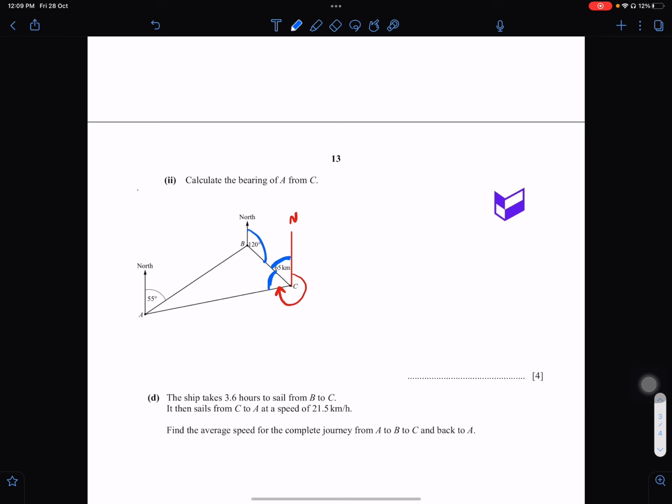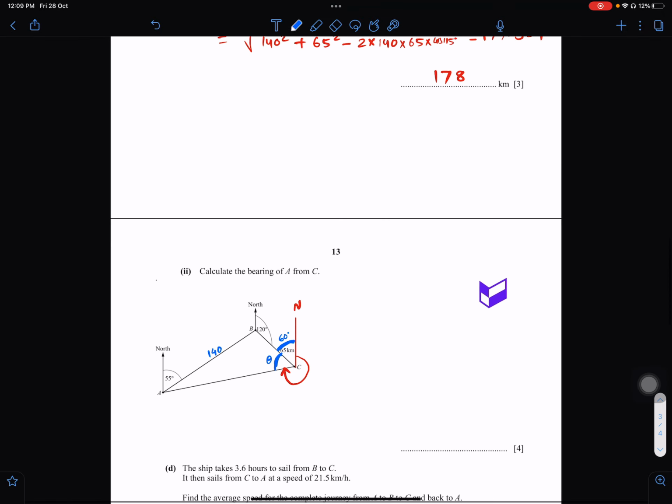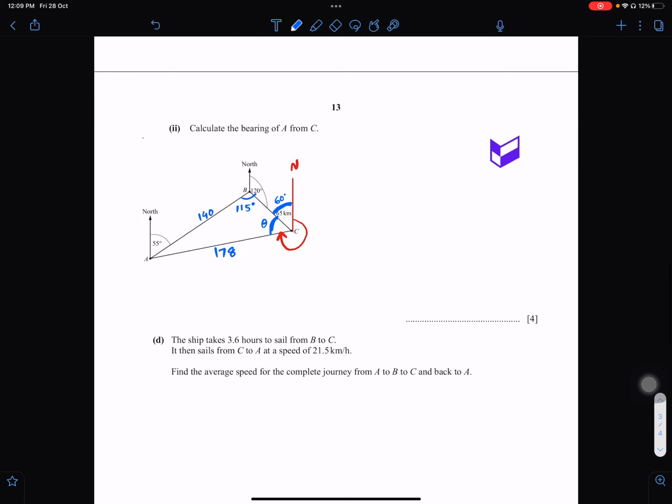Since this is 120, using the property of the co-interior angle, we can say that this is going to be 60 degree. We don't know how much is this inside of the triangle, so let's call that theta. We had already found the side AB is going to be 140. We have already found the side AC is basically 178, and this angle was also 115 degree. So we can use a sine rule to work upon theta, and once we find theta, we will be easily able to find out the bearing.